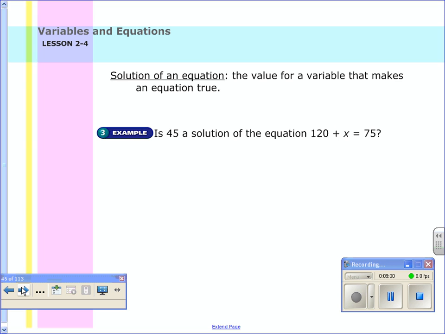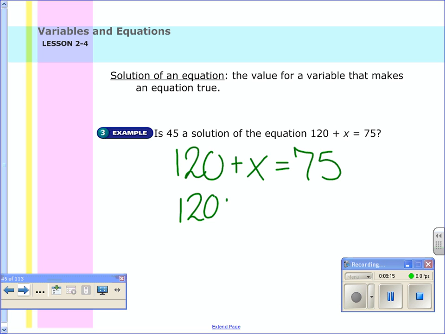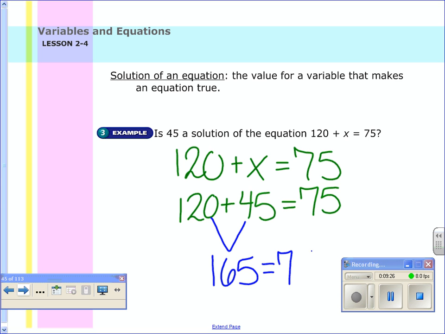So for number 3 here, is 45 a solution of the equation 120 plus x is 75? Well, let's find out. Can I put 45 in here for x and get 75? All right, so I just threw 45 in for x. And I'm going to add together now. 120 plus 45 is 165. Yeah, 165 is not equal to 75. So that is not true. So that is not a solution. And really, you should write that. Instead of not true, I'm going to write not a solution.